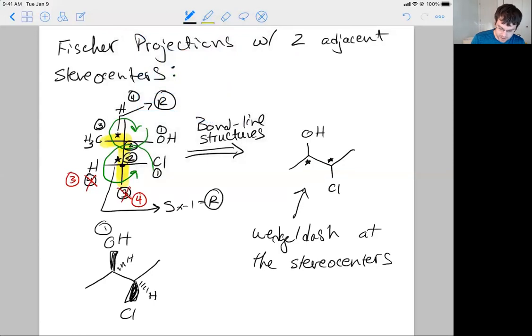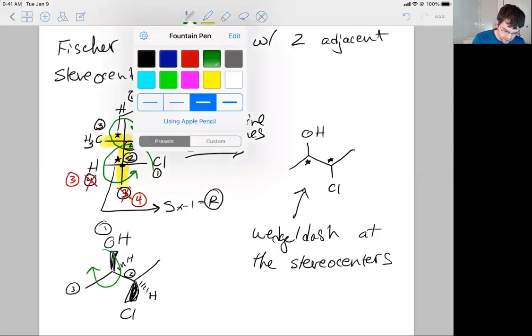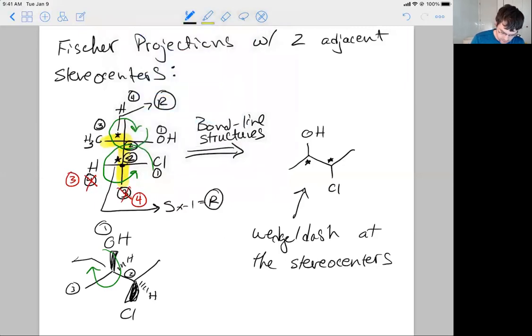So if we prioritize, we've already done the priorities, if you recall. 1, 2, 3. This first stereocenter looks really good. 1, 2, 3, and that is R. Now the second one, we have 1, 2, 3.